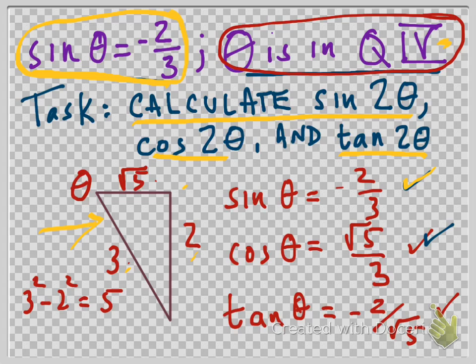And then we can figure out here that the cosine of the angle is square root of 5 over 3, and that the tangent of the angle is 2 divided by the square root of 5. Make sure that we have quadrant 4 in mind when we say that the sine is negative and that the tangent is negative, but the cosine is positive.